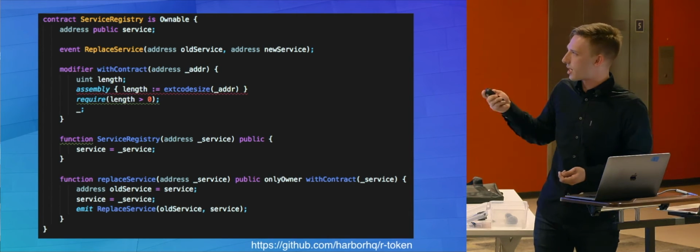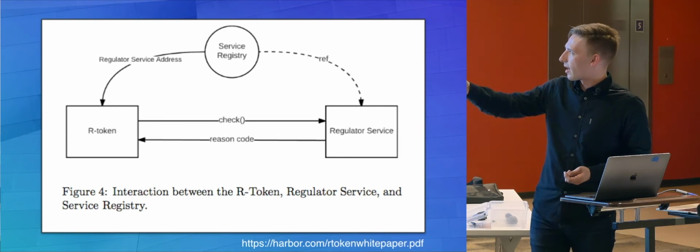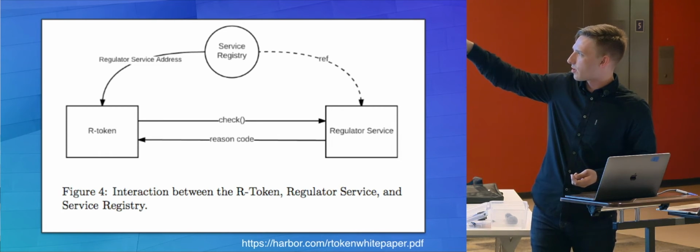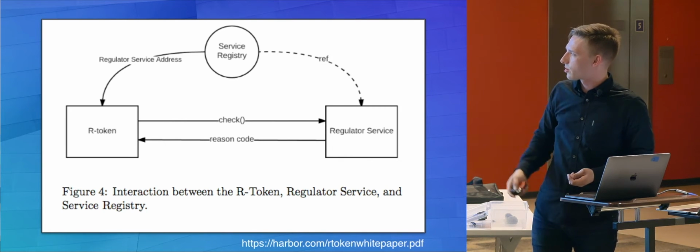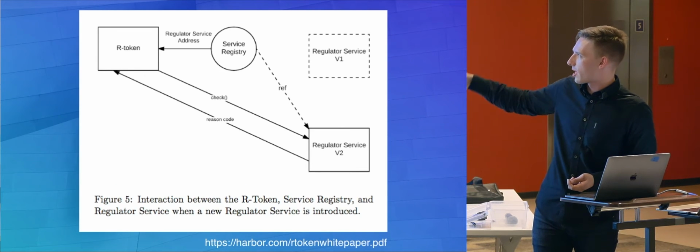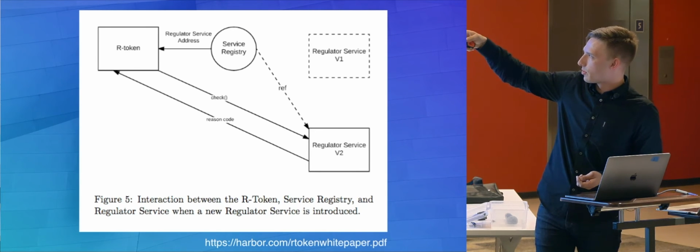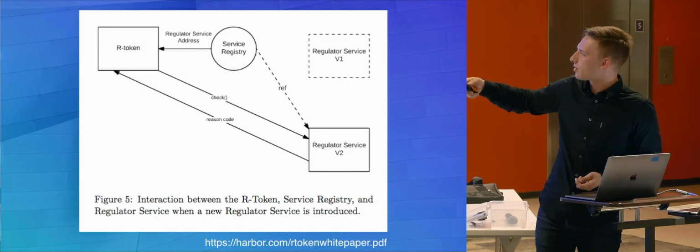So let's look at this role diagrammed. We have an R-Token. We have the service registry giving that R-Token the regulator service address. We have our check and reason code exchange. And now we have a regulator service switched out through calling, what was that function called?